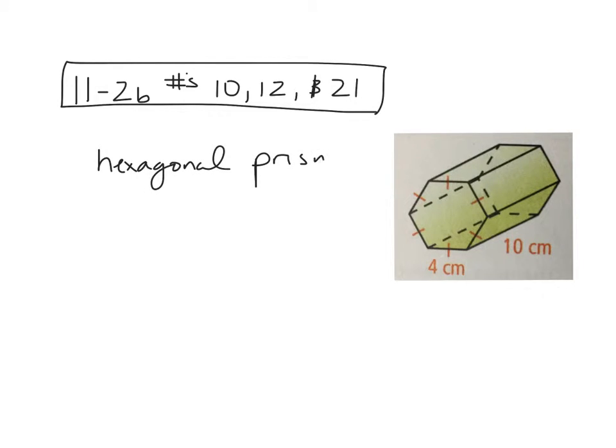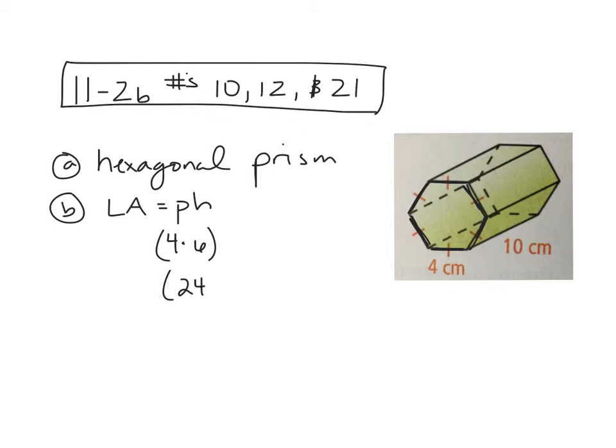So that's part A, hexagonal prism. Part B, it says find the lateral area. Remember, lateral area for a prism is PH, P being the perimeter of the base and H being the height of the figure. So if my base is a hexagon, each with side lengths of 4, then 4 times 6 would be my perimeter. So P would be 4 times 6, or 24.